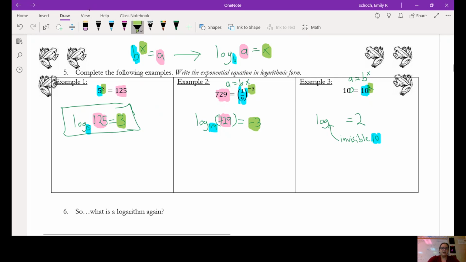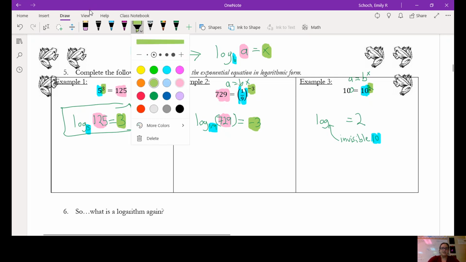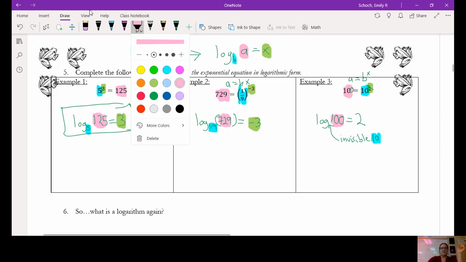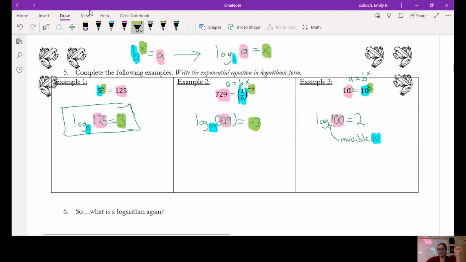And then the last thing, our answer or our argument, however you want to say it, is going to go in our last spot right here. So notice there are no little numbers with the logarithm. So this is just log of 100 equals 2. Okay, so this is probably the trickiest kind of problem to do because one of the numbers that is in the original problem, the 10, doesn't appear in the answer here.